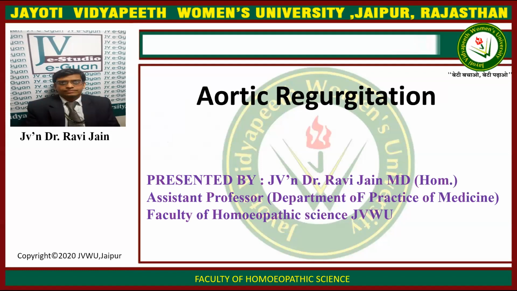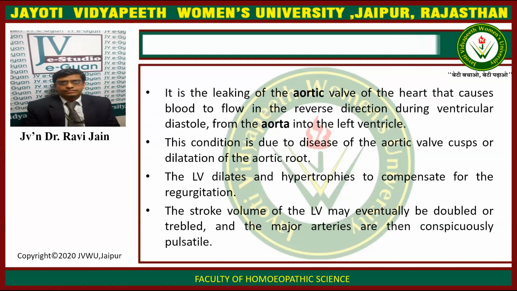What is aortic regurgitation? Aortic regurgitation is the leaking of the aortic valve of the heart that causes the blood to flow in the reverse direction during ventricular diastole from aorta into the left ventricle. So what is happening in aortic regurgitation? There is leaking of the aortic valve of the heart and it causes the flow of blood in the reverse direction during the ventricular diastole, that is, from aorta to the left ventricle.